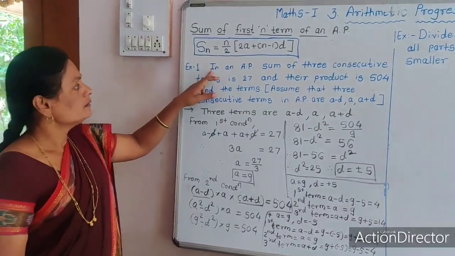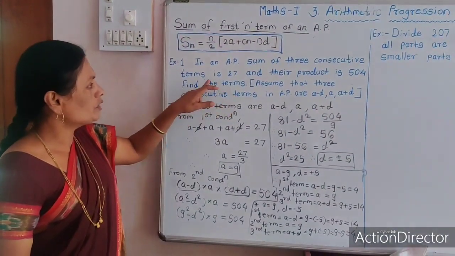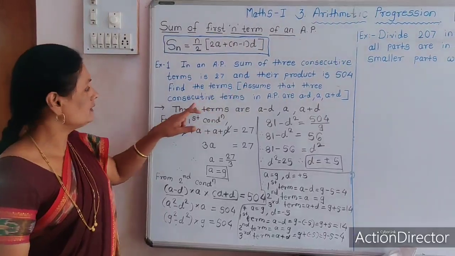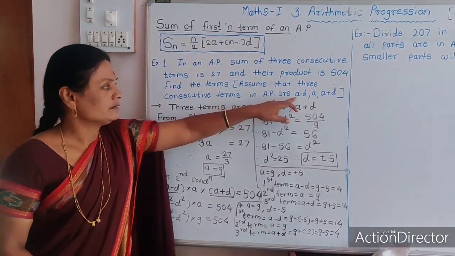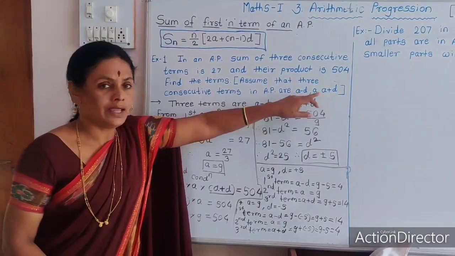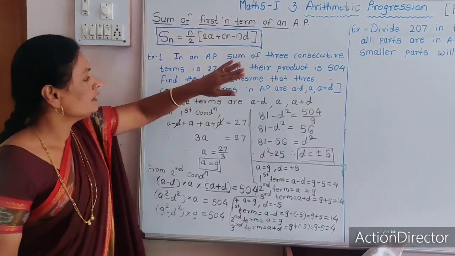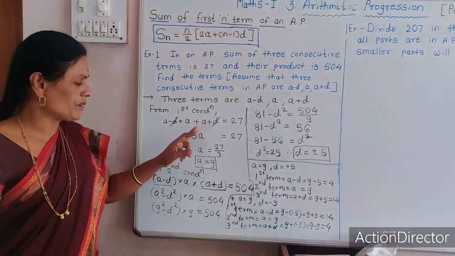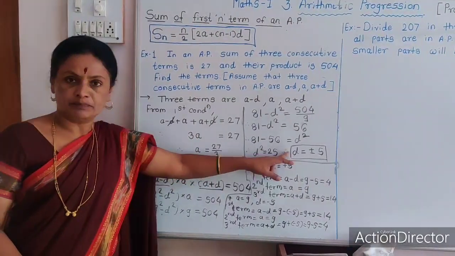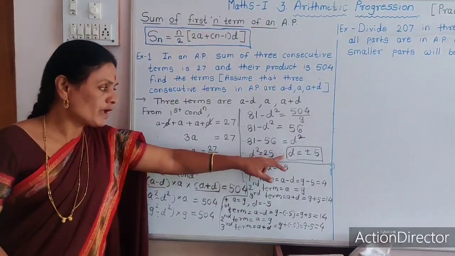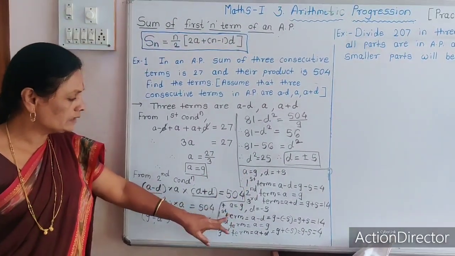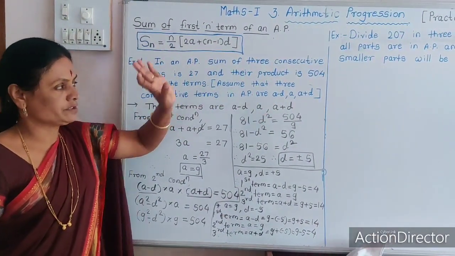Look here. We have to find three consecutive terms, so assume that the three terms are a minus d, a and a plus d. These are the three terms. Two conditions are given. Using those two conditions, we find the values of a and d. We get two values of d, plus 5 and minus 5. Then we write these three terms.